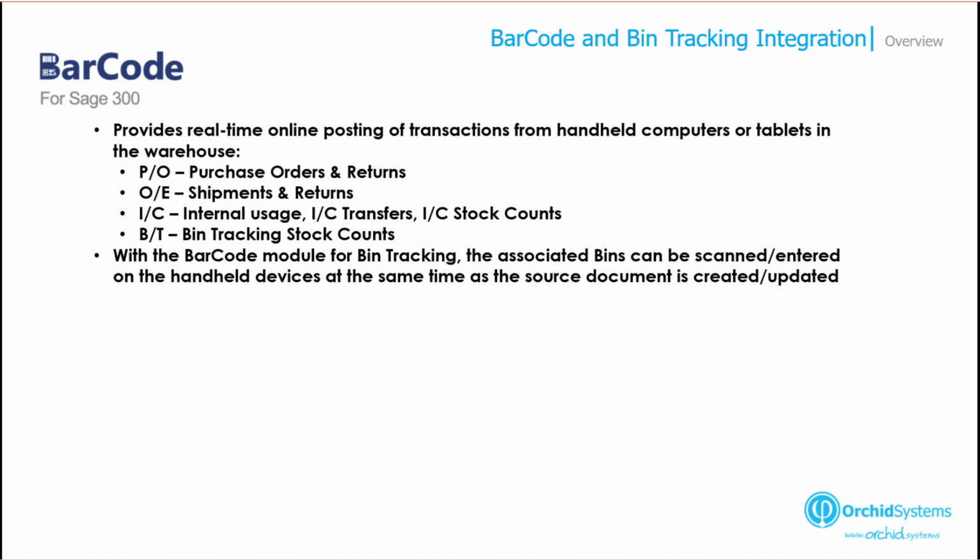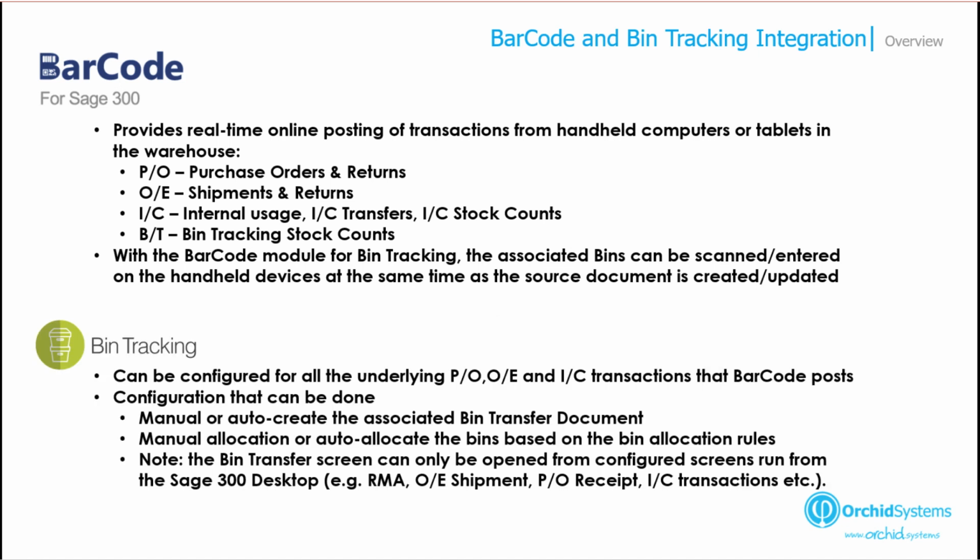With the barcode module of bin tracking, the associated bins can be scanned or entered on the handheld devices at the same time as the source document is created or updated. And bin tracking can be configured for all the underlying OE, PO, and IC transactions that barcode posts.